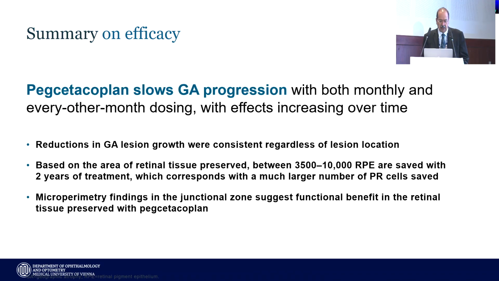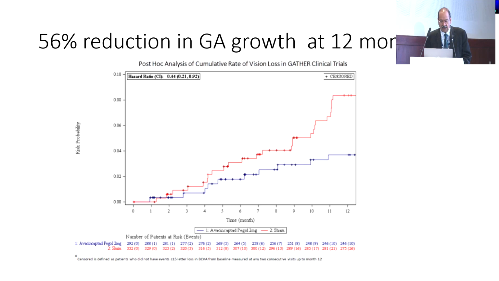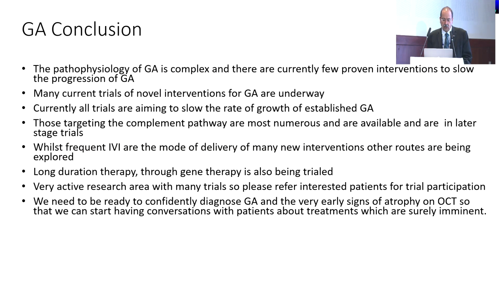So the other trial that is again, perhaps even more spectacular than this, is C5 inhibition using ACP. I always find it difficult to pronounce all these molecules, so we just call it ACP2. But the GATHER study shows that there's a 56% reduction in geographic atrophy at 12 months. So these two drugs are around the corner. They're available in the US, and I hope that next year or even this year, we'd have access to them in Australia.